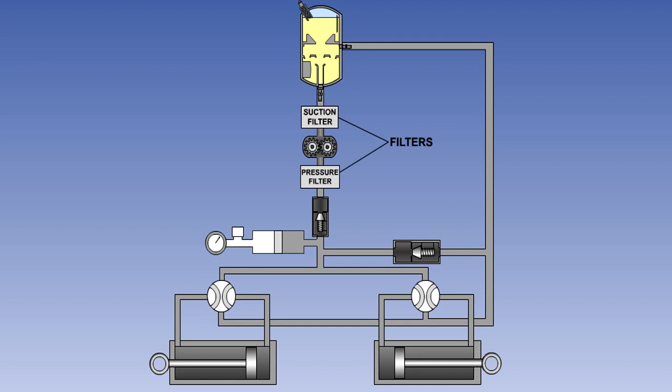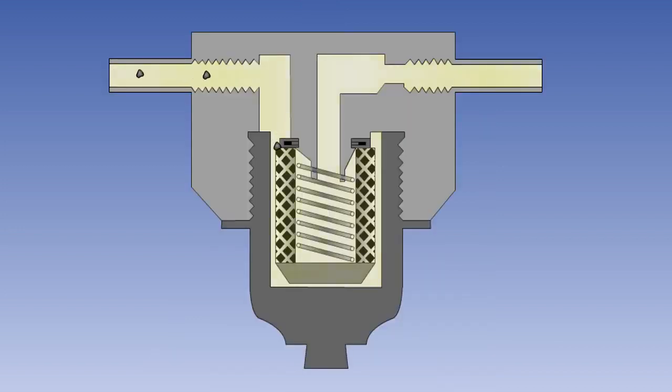Filters are fitted in both suction and pressure lines, that is, on both sides of the pump. The suction filter protects the pump, and the pressure filter ensures the cleanliness of the hydraulic fluid during use. There is also sometimes a filter fitted in the fluid return line to the reservoir to remove particles picked up during component operation. Filters remove foreign particles from the fluid, thus protecting the seals and working surfaces of the components.